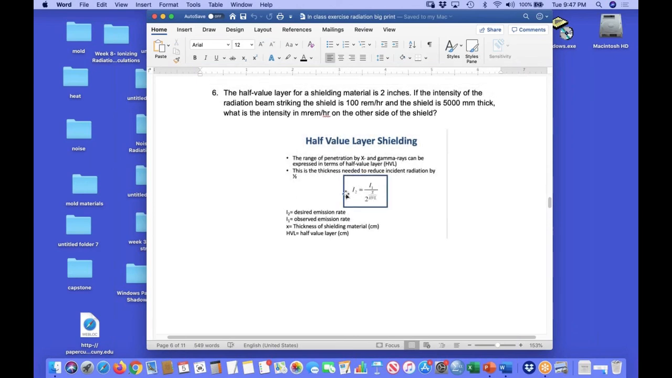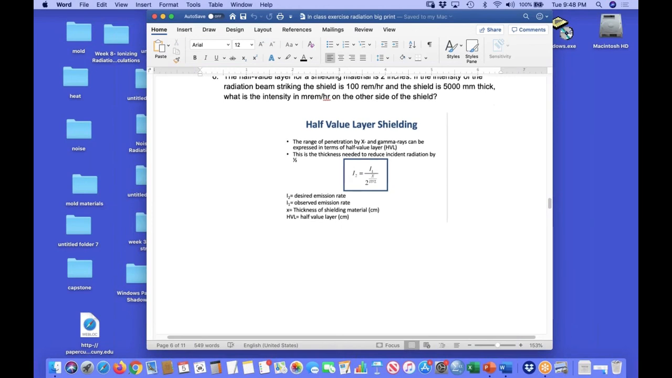I2 is going to be the final radiation level. It's going to be very low, right? So I1 is the initial, 2 to the 5,000 millimeters is what you're working with there. You're going to convert that into centimeters and use that for X, and then divide by the half value layer, so you convert the 2 inches into centimeters as well. So you have I1, X, and the half value layer, all in centimeters, and 2 to that power, so you can calculate what I2 is, what the final power is after 5,000 millimeters of shielding.